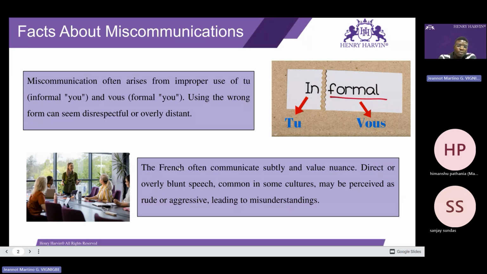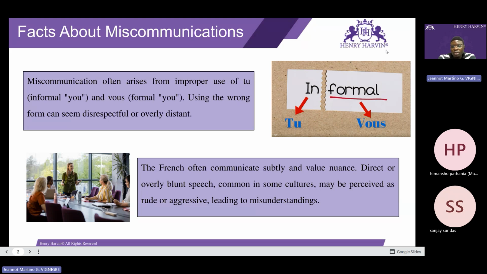So when you're expressing yourself, miscommunication can often arise from improper use of a word. Let's say you want to use the tu in the formal area, which we're not supposed to use. Using the wrong form can seem disrespectful, especially in French culture. As I said earlier, in the formal area you have to keep on using vous, while in the informal area you can keep on using tu.